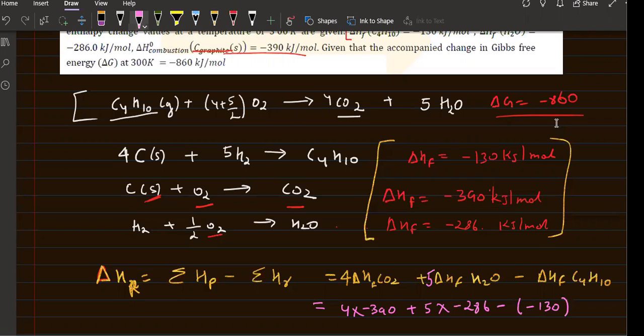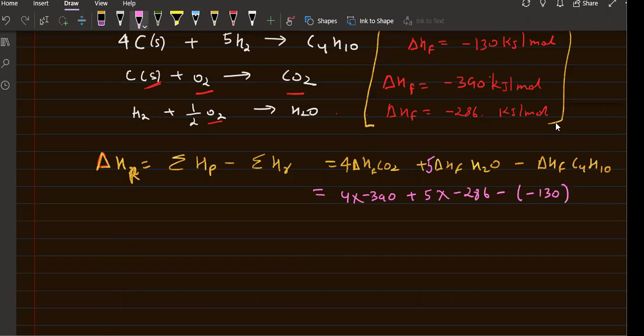Okay? So if you calculate this, we will get something. I'm not calculating, it will take time. And delta G is given. So delta G is equal to delta H minus T delta S.